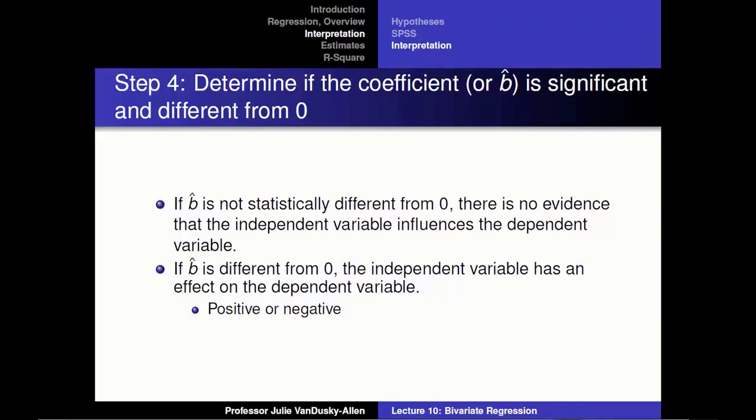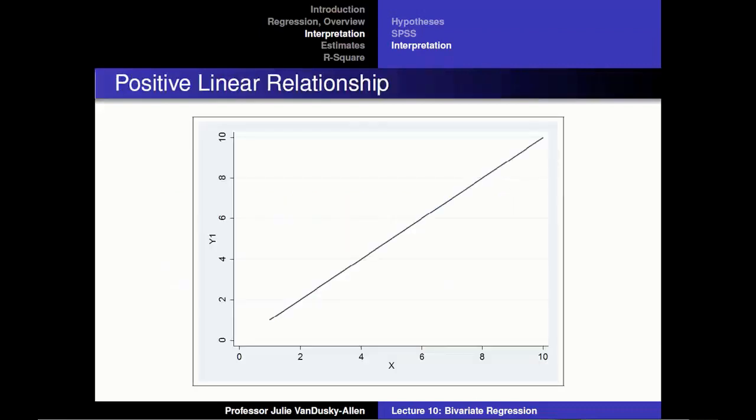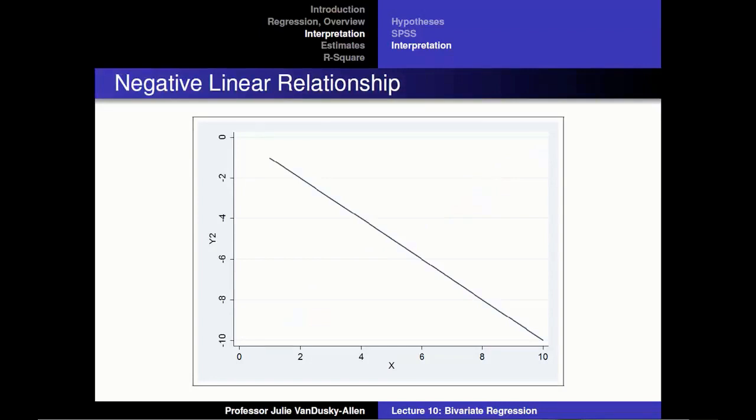It is a positive effect if b hat has a positive sign, and a negative effect if b hat has a negative sign. Once again, if it is positive, as the independent variable increases, the dependent variable increases. And if it is negative, as the independent variable increases, the dependent variable decreases.